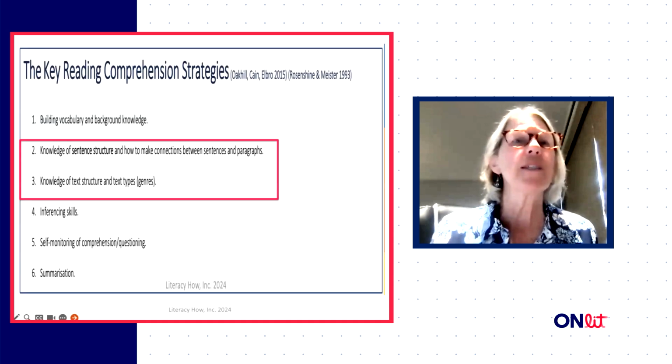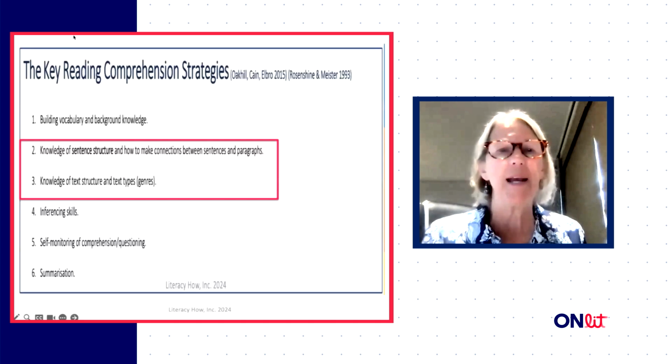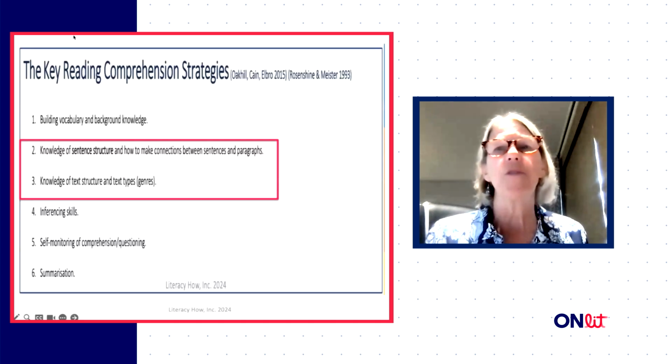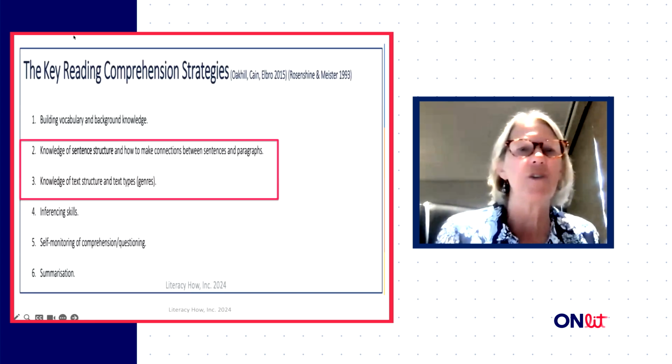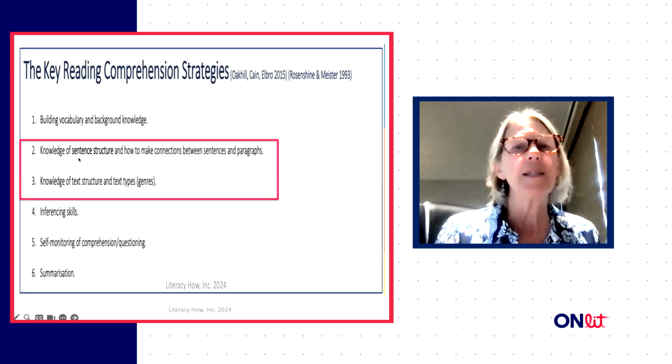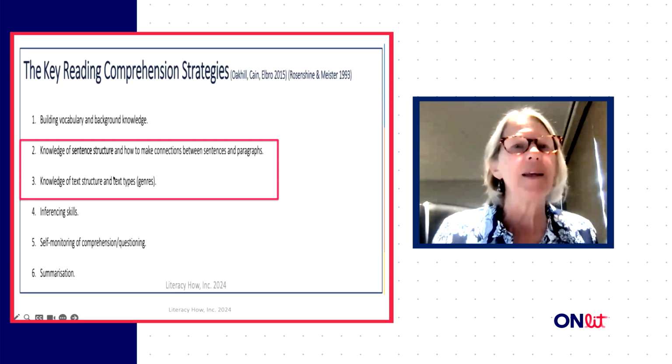I also took this from something that I saw that you distributed, and I like all the work that Oak Hill and Kane, Elbro, Rosenshine have done. Key comprehension strategies that are relevant to today's talk are the sentence structure, as well as the text structure and text types, which we won't go into great detail. But again, these two are inextricably linked. This is your macro structure. This is your micro structure.